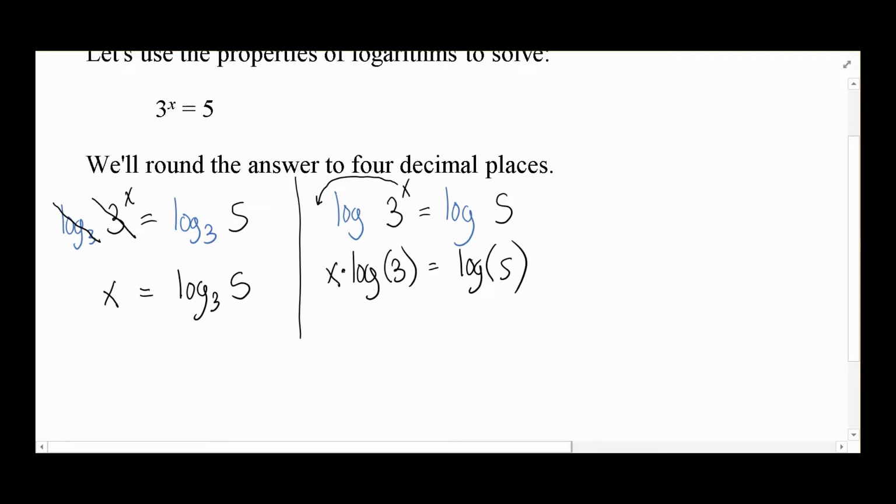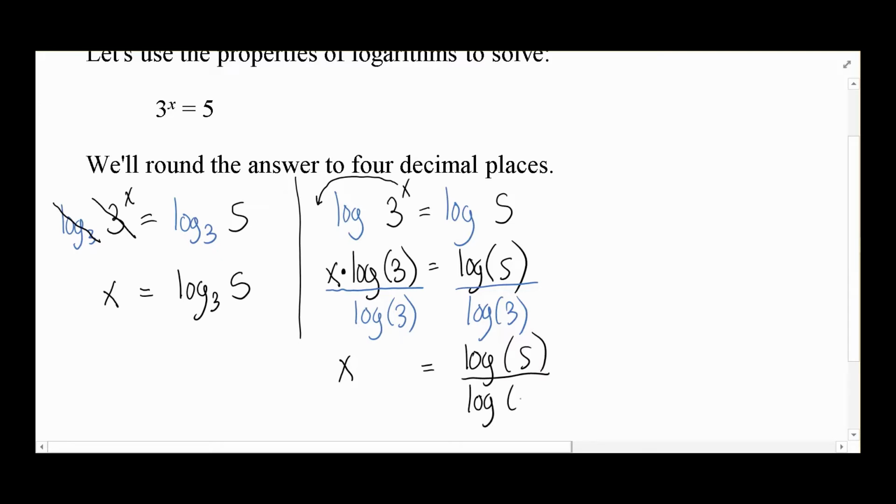Now, this is x times log 3. Log 3 is just a number. So I have a number times x. If I want to solve that, I would divide both sides by that number. And that gets me a solution to the equation. X equals log of 5 over log of 3.